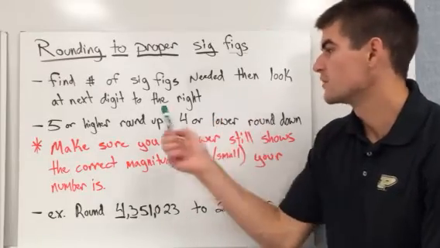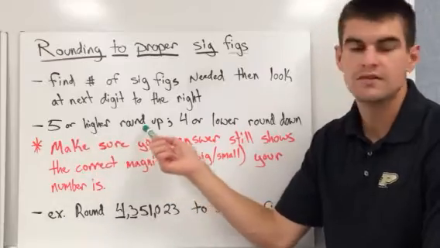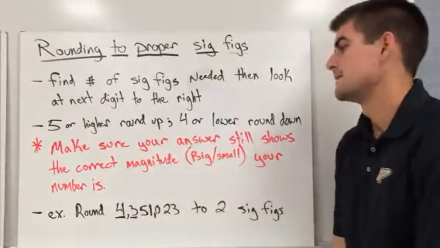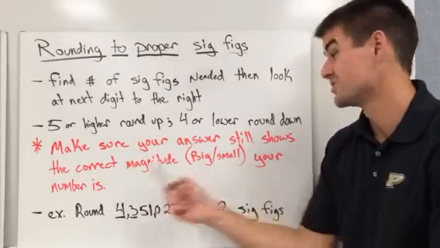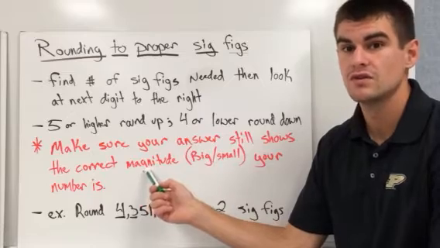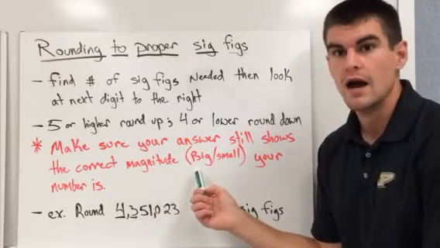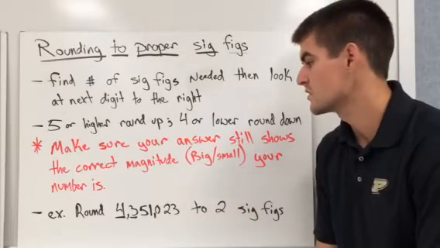And then look at that next digit to the right. 5 or higher, round up, just elementary math stuff. 4 or lower, round down. Just a little tip again, make sure your answer still shows the correct magnitude. So don't round 1,000 to 1, and I'll show you an example of that here. Make sure it still shows how big or small that number is.